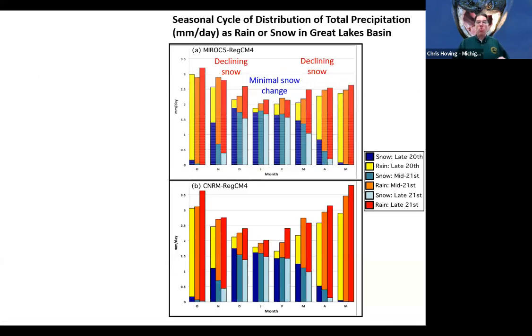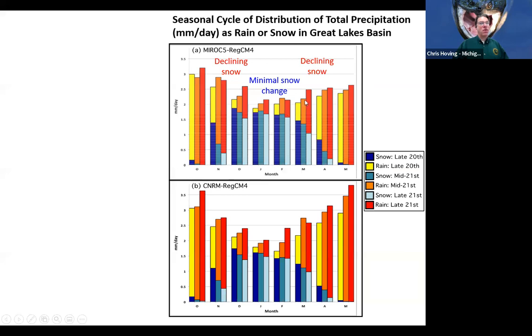Similarly, how rain and snow interact over the year also changes. And so in this graph, you've got a lot of things going on. Michael's really good at these graphs, they have a lot of information. But basically along the bottom, you've got different months. So you've got O for October, N for November. So you've got the winter months, October to May. And then each of the bars is current, the middle bar is mid-century, and the last bar is late century.